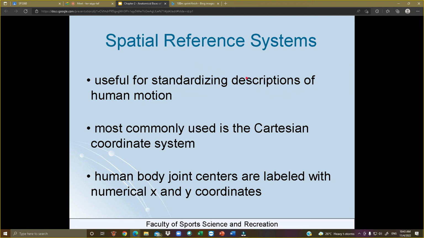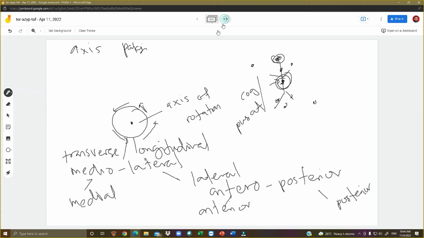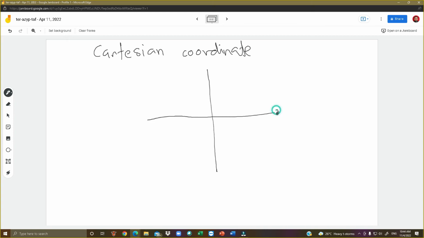Okay, another way for us to explain about motion, which known as spatial reference system. And this spatial reference system use coordinate system known as Cartesian coordinate. Okay, Cartesian coordinate ni dia pakai graph involving x and y.